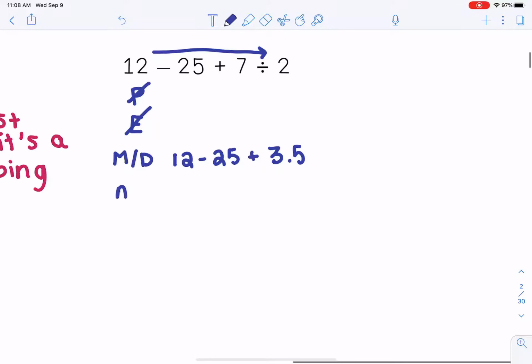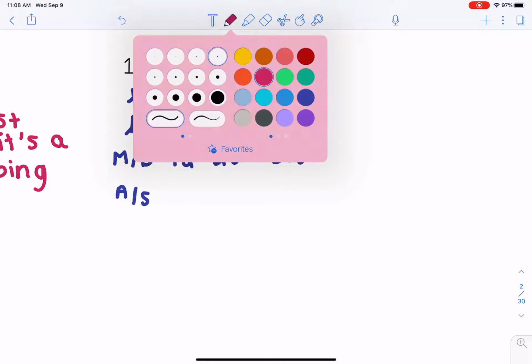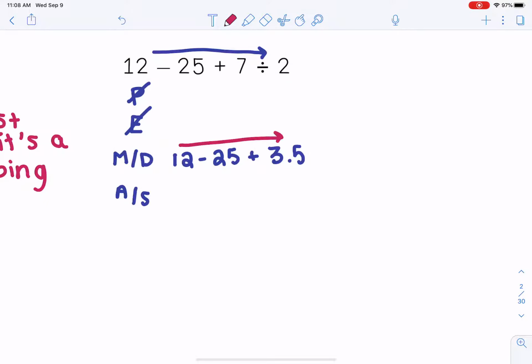Now I have addition and subtraction. So again, let's look left to right. First, I come across this subtraction. So I'm going to do 12 minus 25 to get negative 13 plus 3.5. And now I'm ready to add those together. And so my answer is negative 9.5.